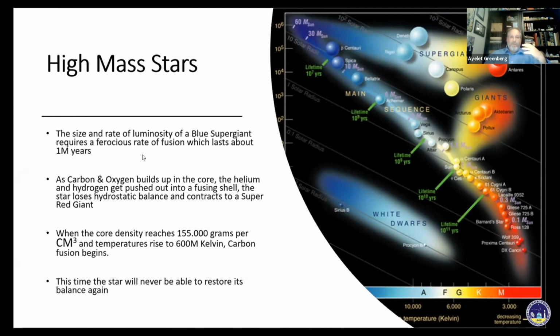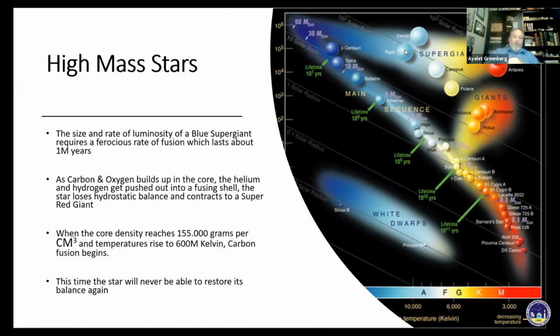So the amount of nuclear fusion required for a blue supergiant is huge, and it can last for about 1 million years. So if you're seeing a blue supergiant in the sky, it cannot be older than about 1 million years. It simply cannot last longer.